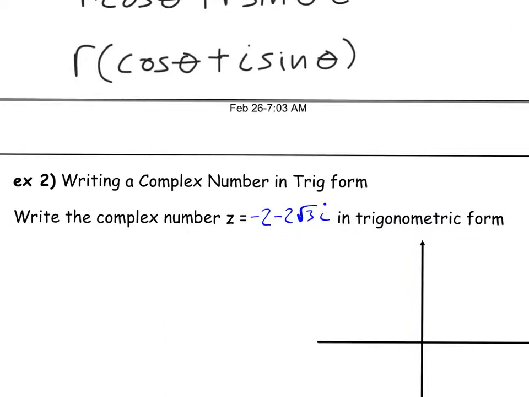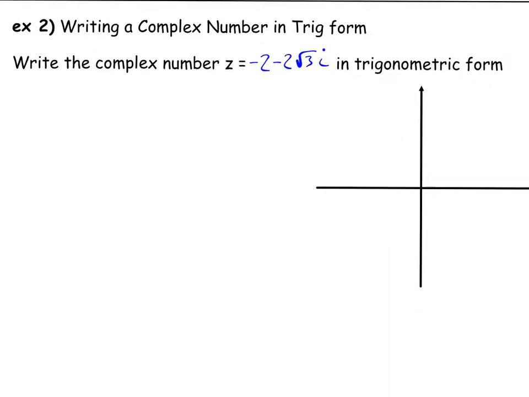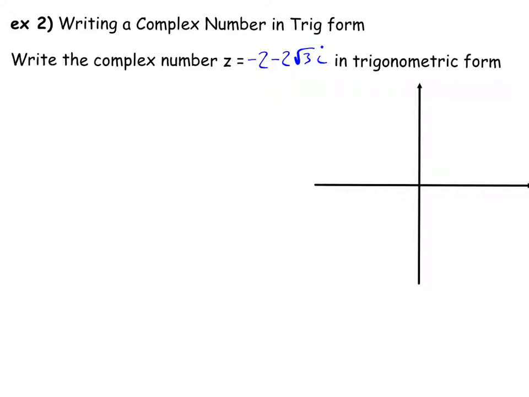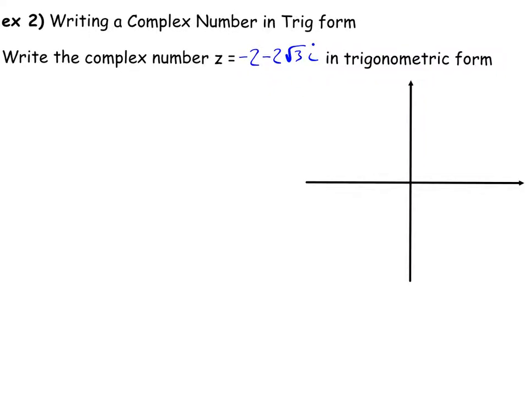Now that's all great. We got our formula and looked over a definition there. But let's do it. Okay, we have a complex number right here: negative 2 over negative 2 square root 3. So there it is. That's z.